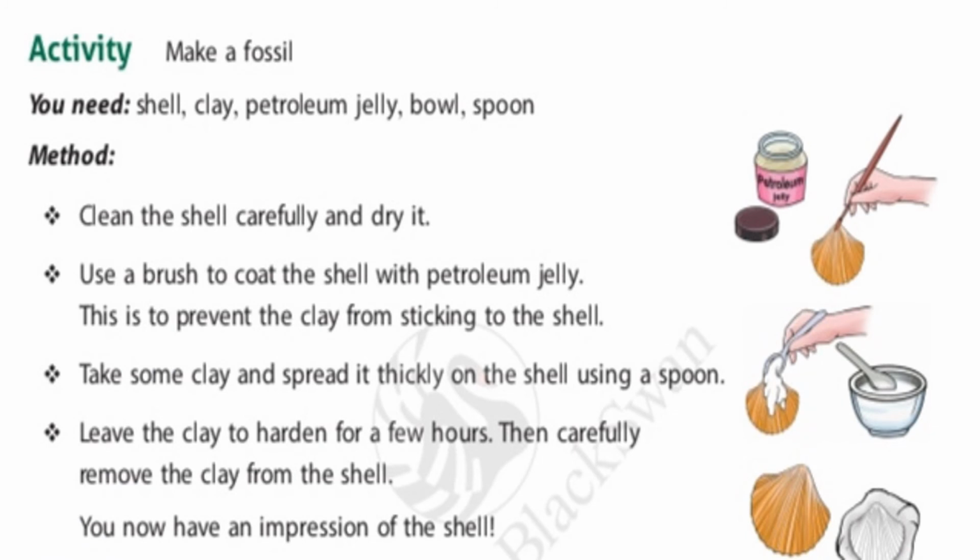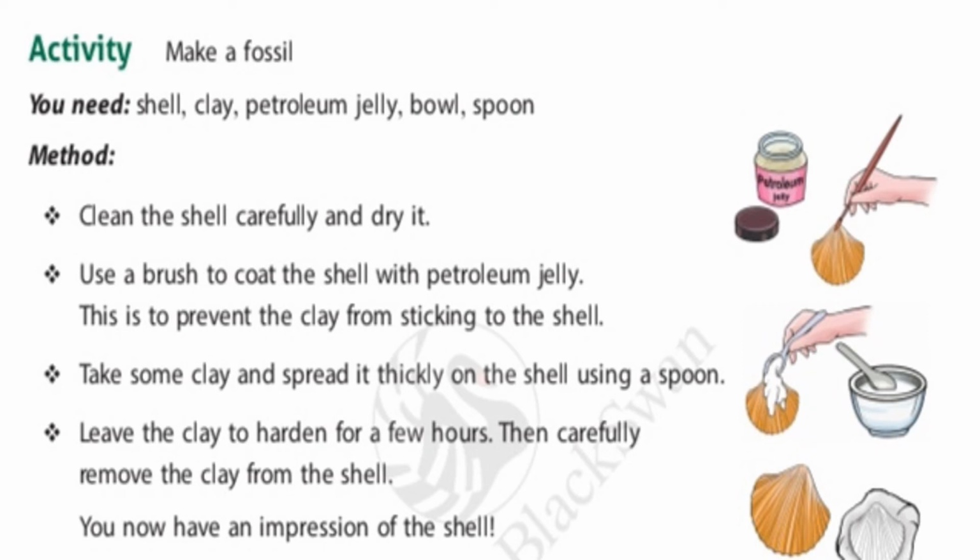Then next there is an activity. You can do the activity at home. Activity is to make a fossil. What are fossils? The preservations or impressions in the sedimentary rocks are called fossils. So we can make an artificial fossil at home. For that you need shell, clay, petroleum jelly, a bowl and a spoon.